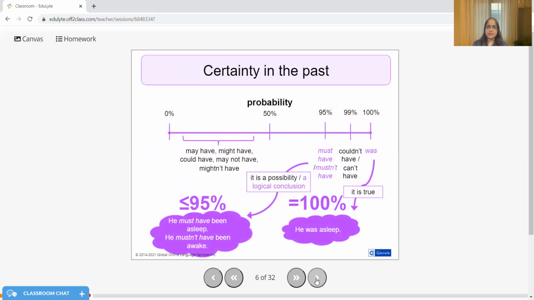Now, this is showing some kind of probability chart for you. When I am less sure, I can use may, might, or even must. When I'm in a position where I can talk about some surety, not 100%, 50 to 90%, I can use must have, must not have. And when I am super sure of something, I'll be using could or can, could have, can have. This way I am depicting my probability or possibility.